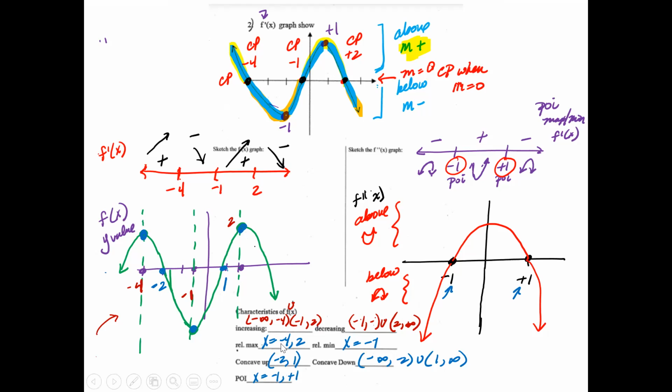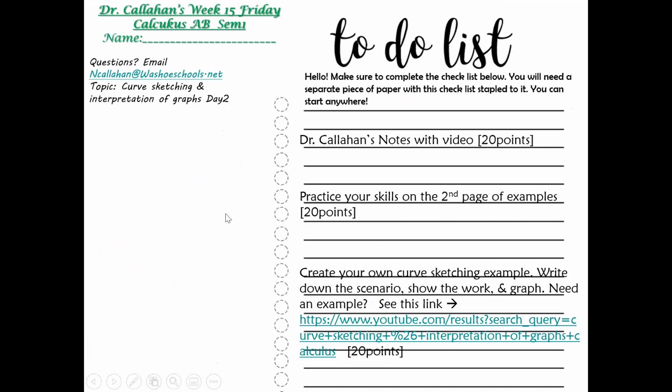All right, you guys, so we've learned how to sketch the graph. We also learned how to interpret the graph, and I think you guys are doing pretty good, and that's basically it. So if you did the first one right here, and this is your checklist with the video and the notes that we did, you get 20 points.